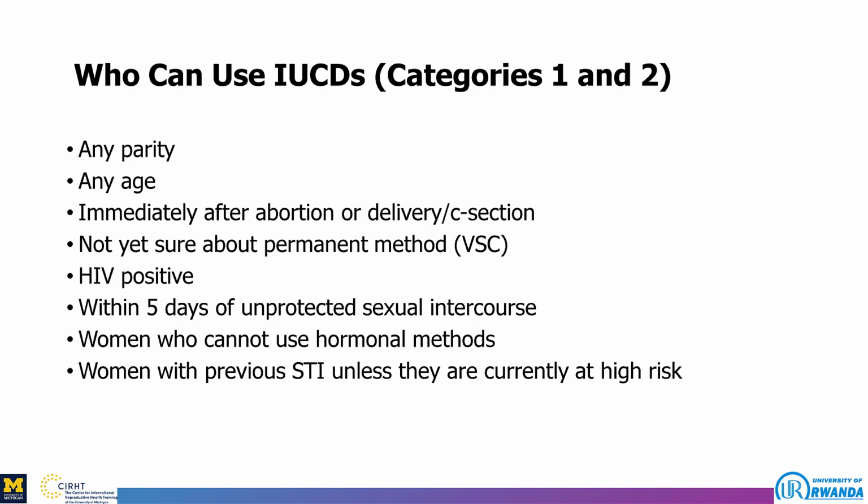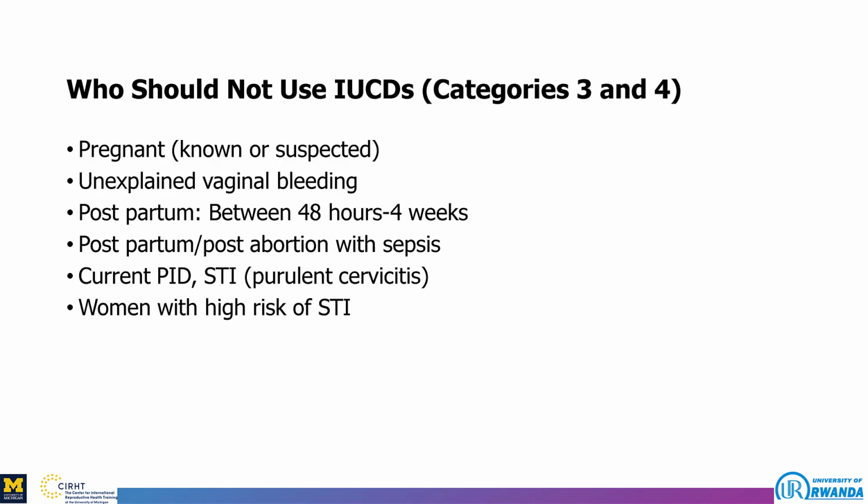Women who cannot use hormonal methods. We have some women, because of some health problems, who may not be able to use the hormonal method. So they fall into this criteria. Women with previous sexually transmitted infection, unless they are currently at high risk. Those are the people that are categorized under category 1 and 2.